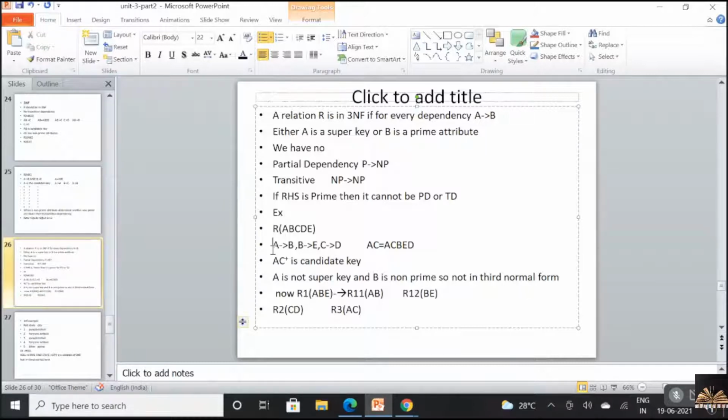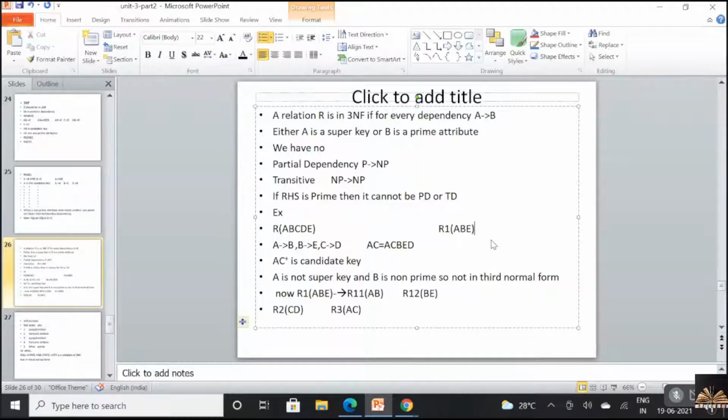Okay. Now what I'm trying to do about the violation of 3NF is take R1 and put AB in it. A gives me B. Using B, I can find E, so I'm including E over here. Can I find any other attributes using A, B, E? No. So this is my first relation.